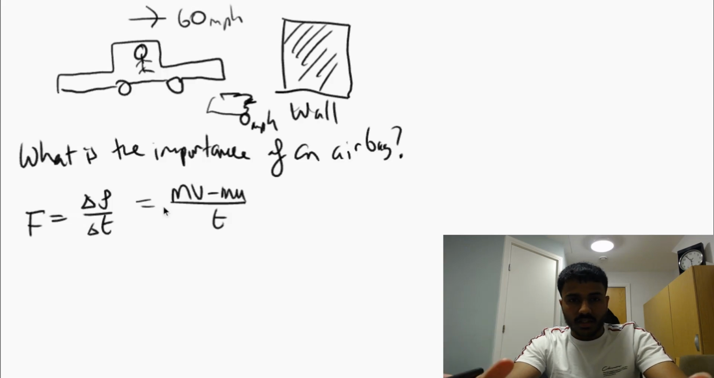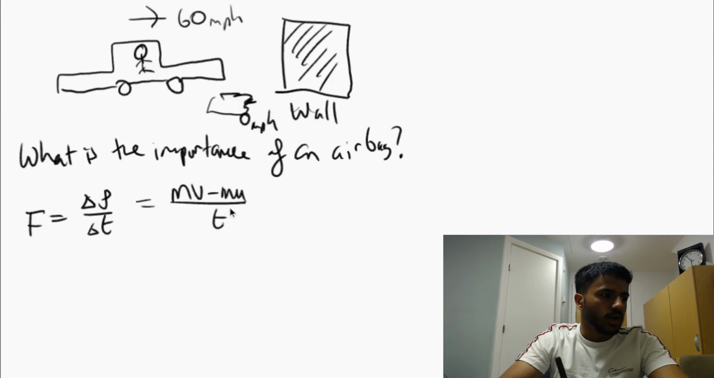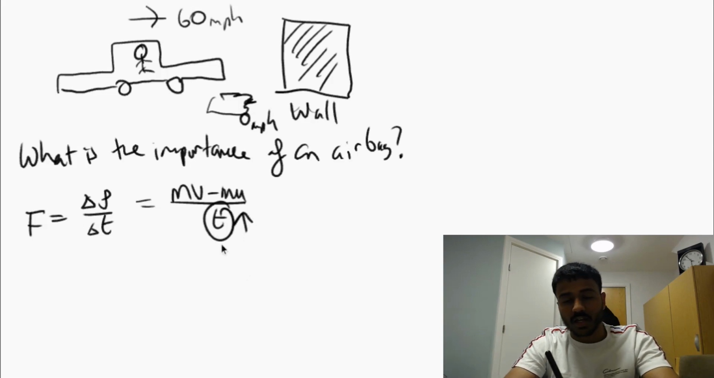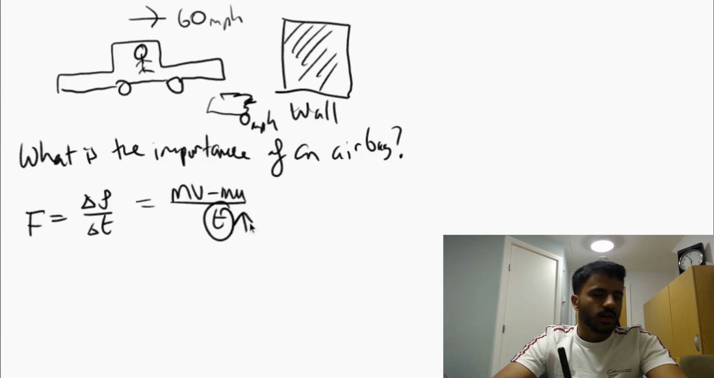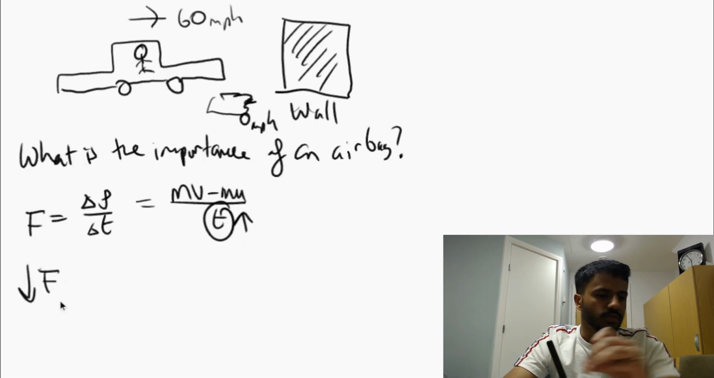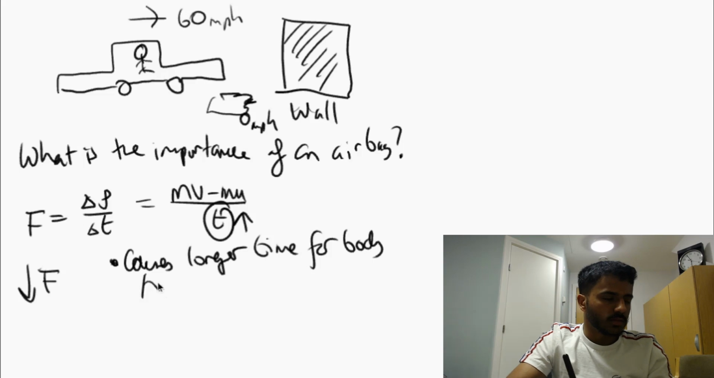And what the purpose of an airbag is, is it increases the amount of time it takes for the car to decelerate. So what that means is the force is going to be acting over a longer period of time. This t value here is going to increase. And the impulse on this car is going to be the same, regardless of if there's an airbag or not. But the time taken with an airbag is significantly greater. So if you increase the time taken here, you're going to end up decreasing the force. So an airbag causes a longer time for the body to come to rest.